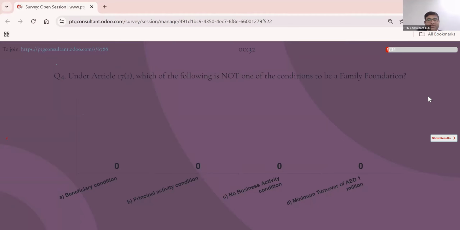Now this question focuses on the conditions of the family foundation. What are the 5 major conditions? Although there are other sub-conditions also, what are the main 5 principal key conditions that we have to look at when looking at the family foundation to apply for the transparency? And the family foundation by nature, by default, is a juridical person, as we all know. So now let's see.